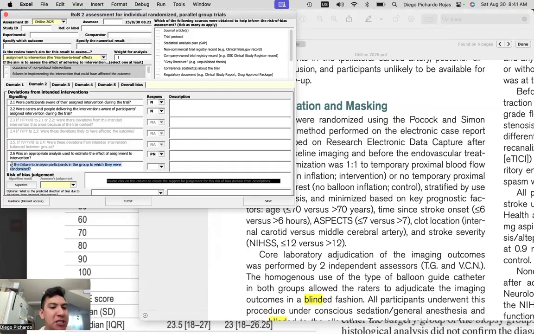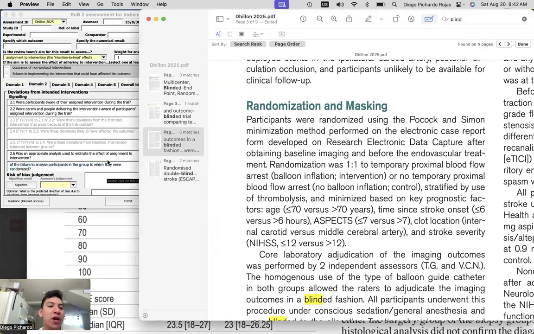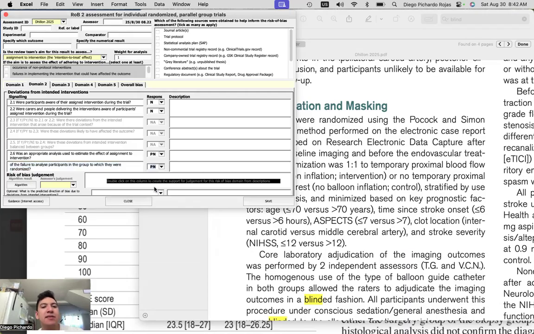Was there a potential for a substantial impact on the result of the failure to analyze the participants in the group to which they were randomized? We're gonna put probably not, because again, we are not sure if the fact that they were not analyzed in each of the groups influenced the outcomes, you know? We're pretty sure it didn't, but we're just gonna have some concerns, all right?